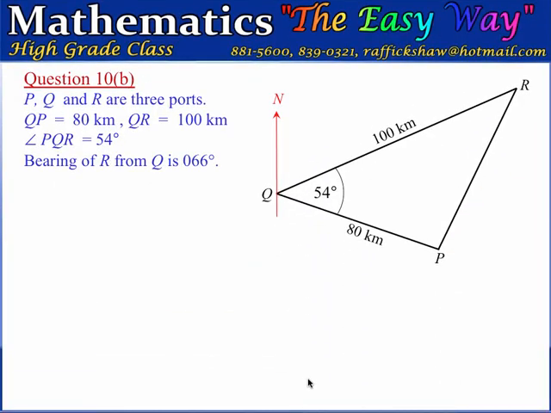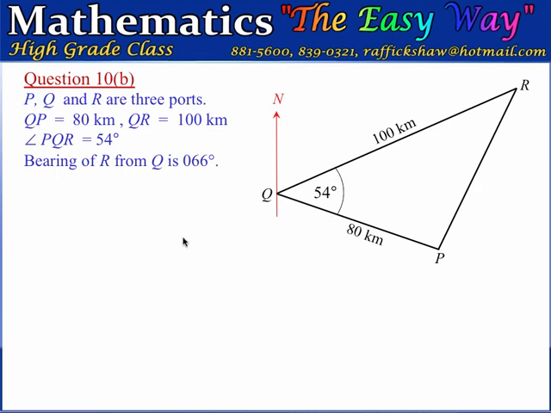Now, part B gives us this diagram, and we are told that P, Q, and R are 3 ports, and the 3 ports are on horizontal ground. Now, this line with the N here represents the north direction, and therefore this is a plan view of the points P, Q, and R. And we are told that PQ is 80 kilometers, QR is 100 kilometers, and the angle PQR is 54 degrees. And that information is shown on the diagram.